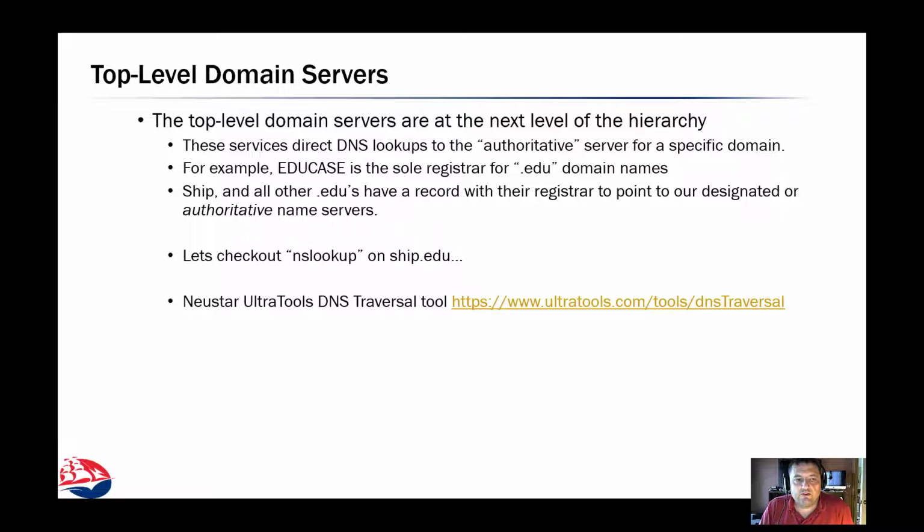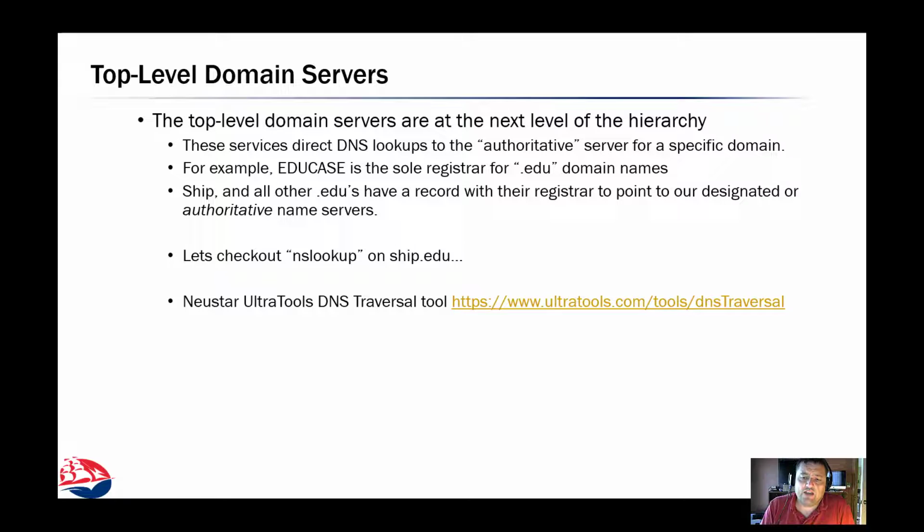So the top-level domain servers are the next level of hierarchy. These services direct DNS lookups to an authoritative server for a particular domain. So architecturally, they're very similar to the global root servers. Again, we have 13 clusters. Each cluster can be replicated around the world. There's less public information about these because the registrars of these top-level domains maintain their own database and their own rules for who can be a peer.